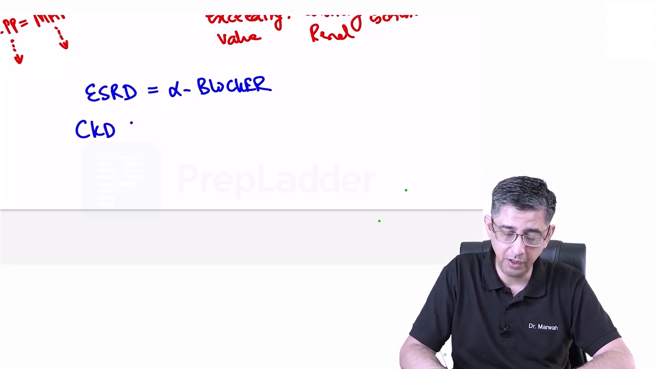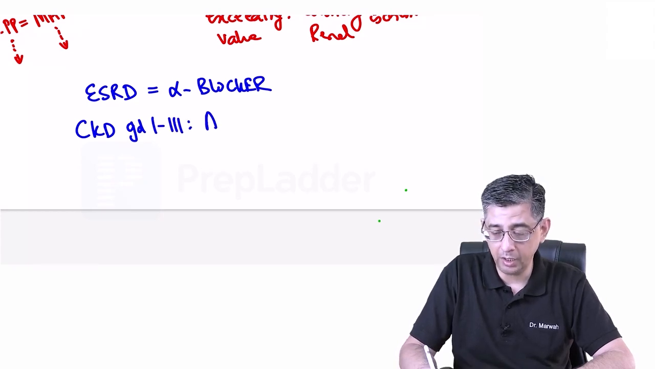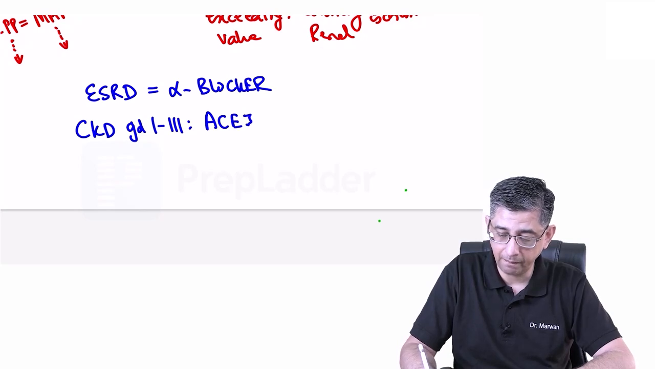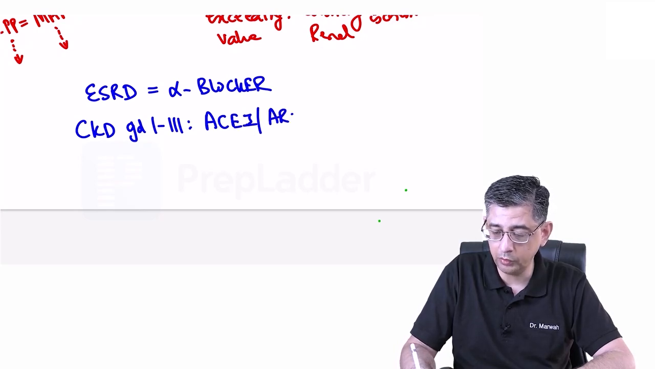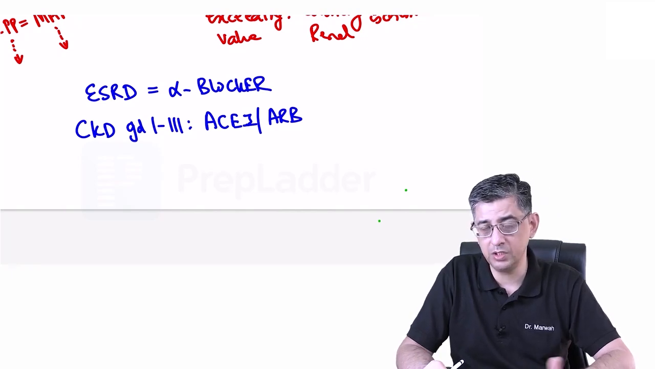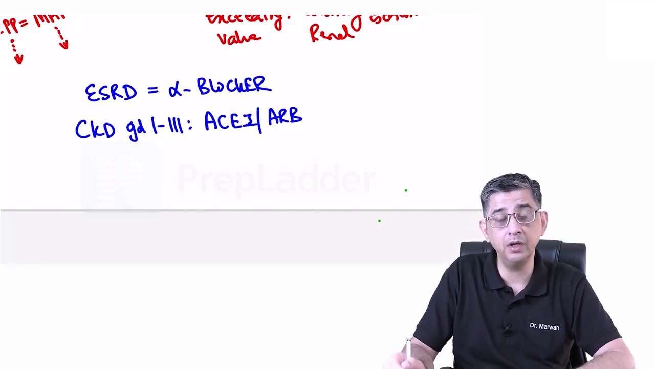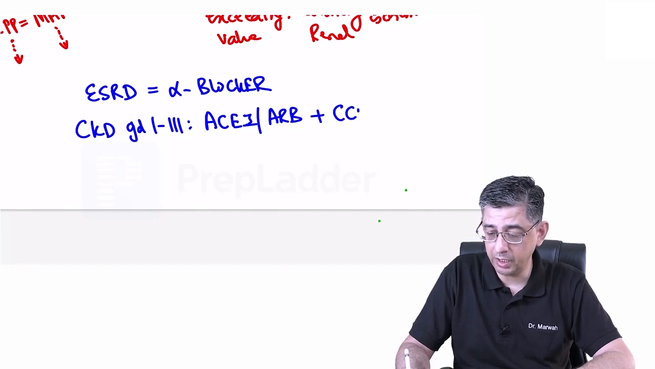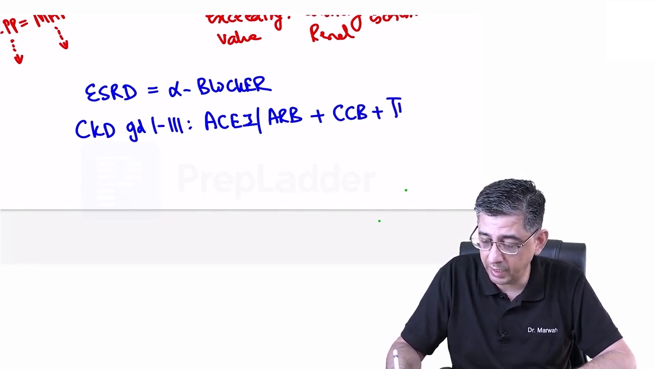For patients of CKD, if they are in initial grades, grade 1, 2, 3, I can use ACE inhibitor, I can use ARB, either of the two. We never combine A with A because that can contribute to dangerous hyperkalemia. To this, we can add calcium channel blocker. To this, we can even add thiazide group of diuretics.